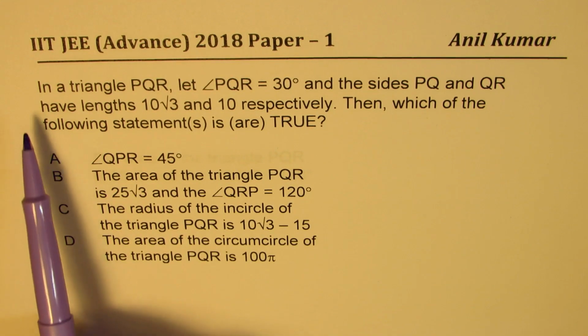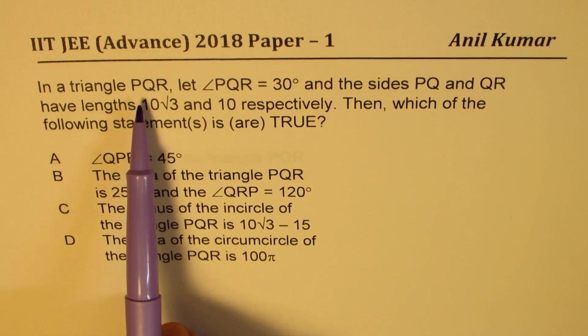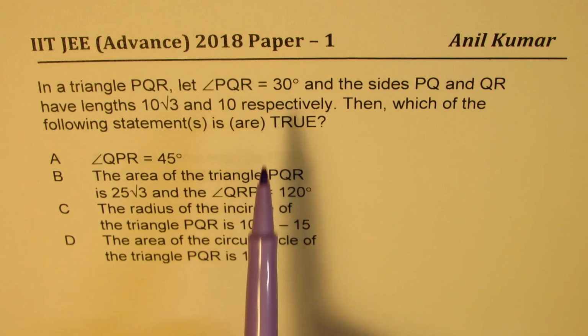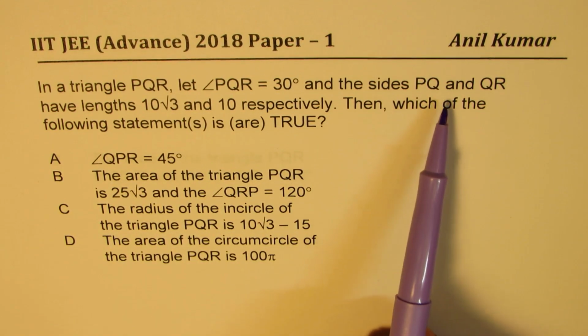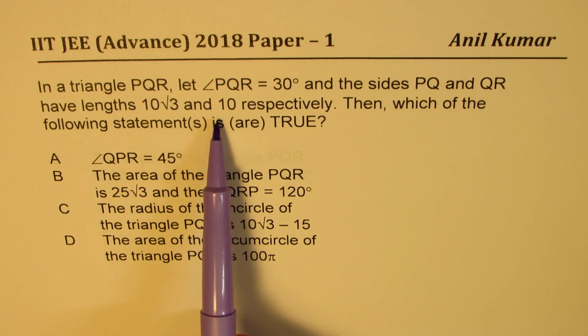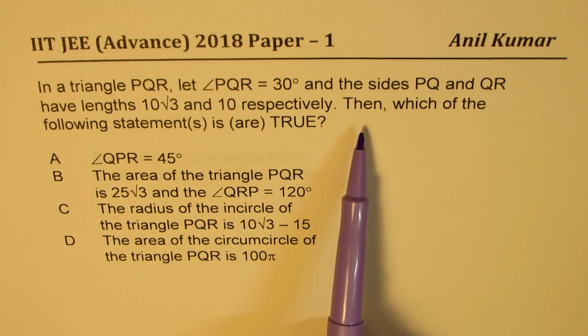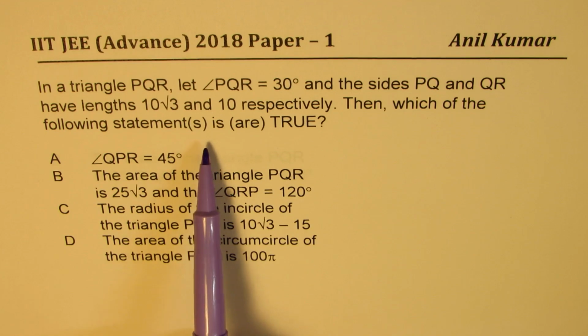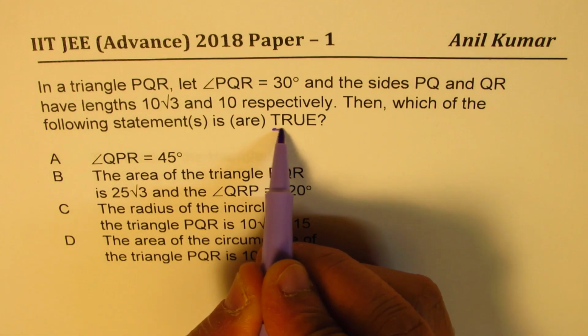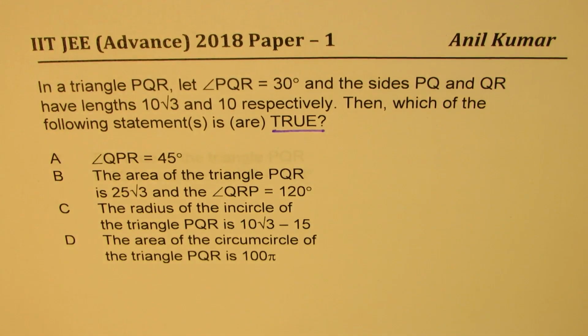The question here is, in a triangle PQR, let angle PQR equal 30 degrees and the sides PQ and QR have length of 10 square root 3 and 10 respectively. Then, which of the following statements is or are true? So there are four statements. We have to figure out which ones are true.